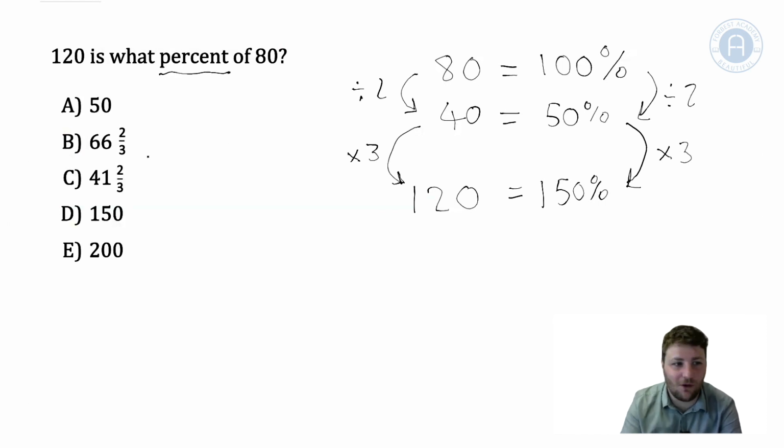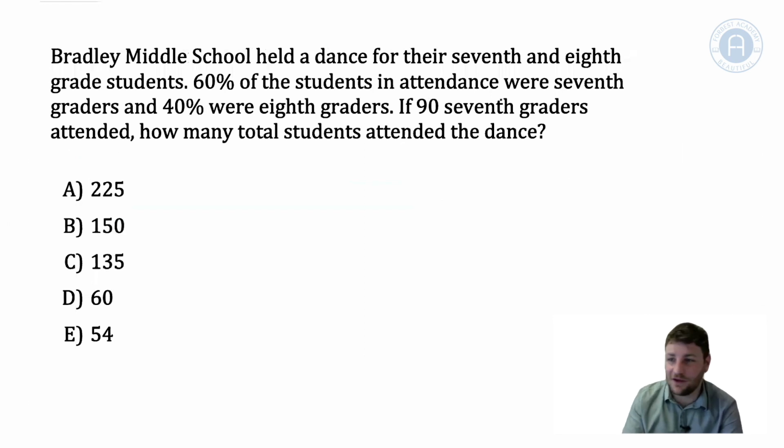Okay, let's look at one final question here. And we've got a wordy question with a couple of steps. So Bradley Middle School held a dance for the 7th and 8th grade students. 60% of the students in attendance were 7th graders, 40% were 8th graders. If 90 7th graders attended, how many students attended the dance in total?